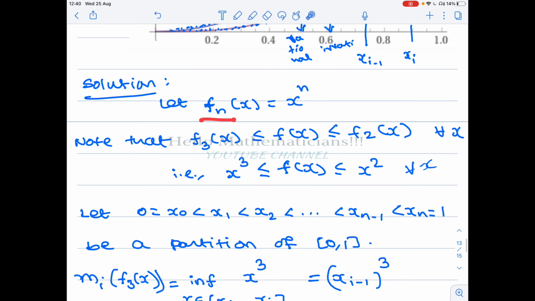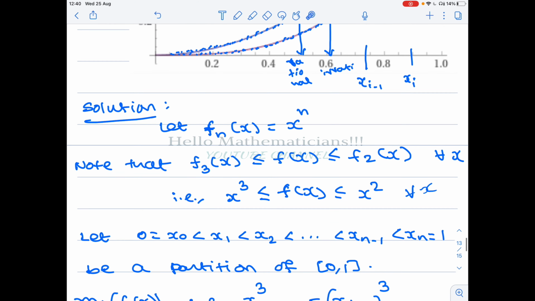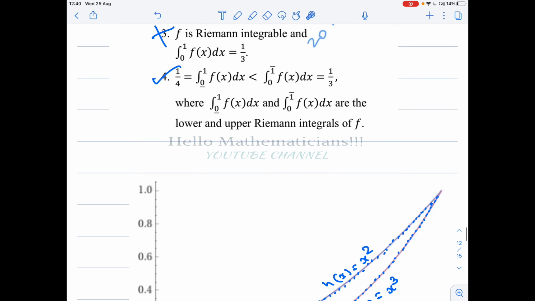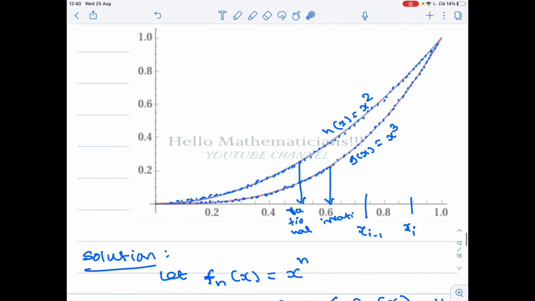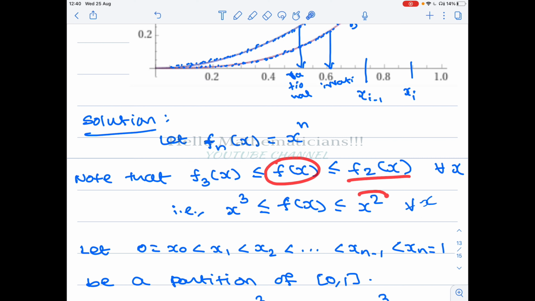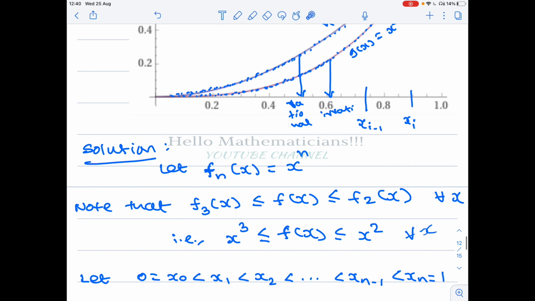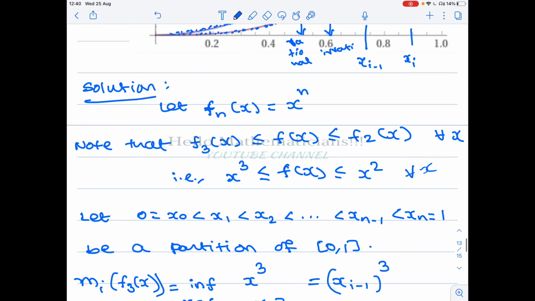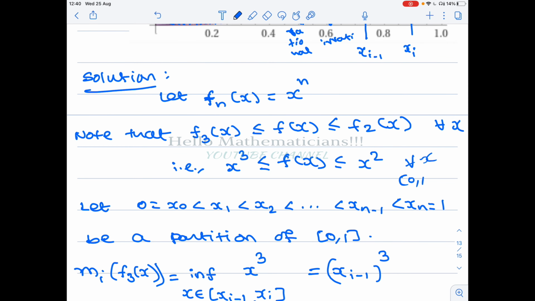So we define f_n of x equal to x power n. Now we observe that x cube, that is f3 of x, is less than or equal to f of x, which is our given function, which is less than or equal to f2 of x, that is x square. That is, x cube is less than or equal to f of x, which is less than or equal to x square, for all x belonging to the closed interval [0, 1].